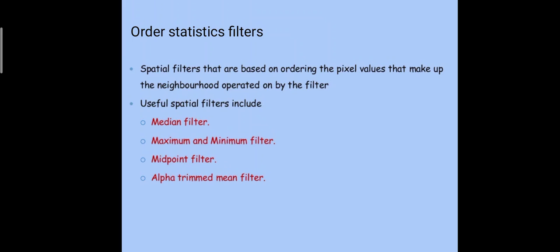Order statistic filters. Special filters are based on ordering the pixel values that make up the neighborhood operated on by the filter. What does it mean? If there is a blurred image we have to restore, these filters work on pixel restoration. They change the pixel values, updating them to the high definition value, we can say, and each pixel gets updated simultaneously, and the image gets smooth.